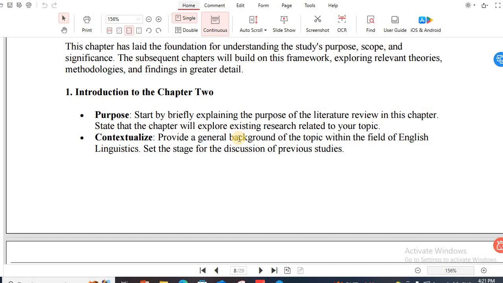Contextualize, provide a general background of the topic within the field of English linguistics or literature. Set the stage for the discussion of previous studies. So this is how to contextualize and what the purpose of chapter 2 is. Okay.